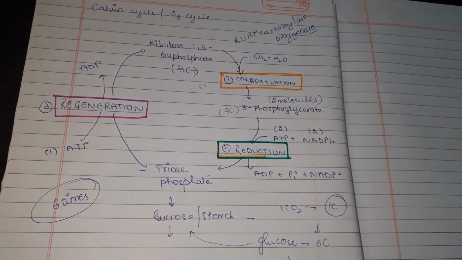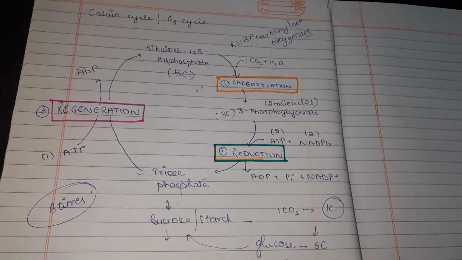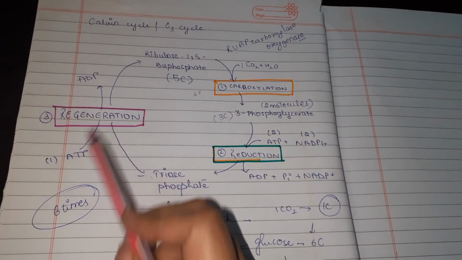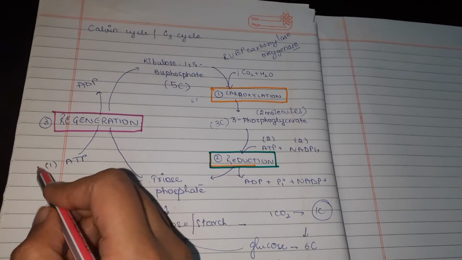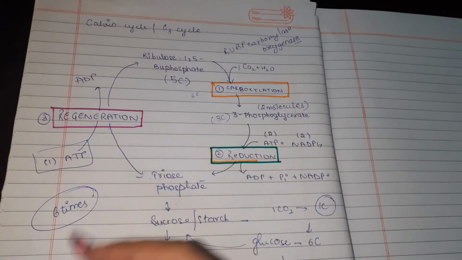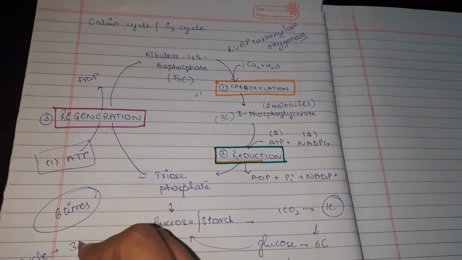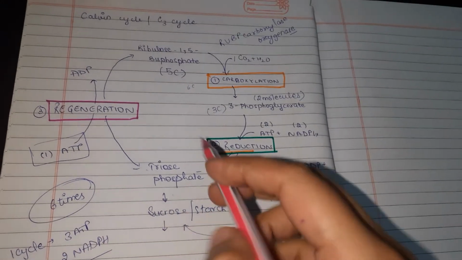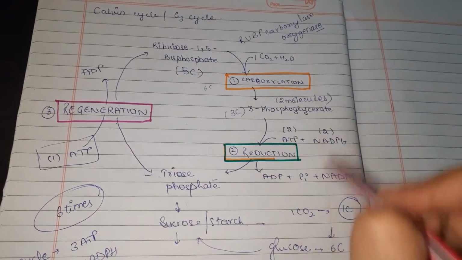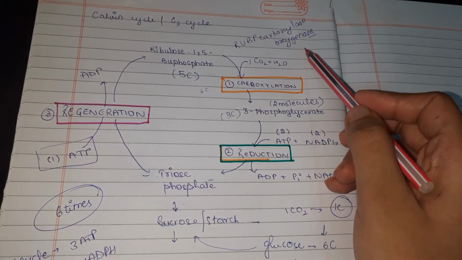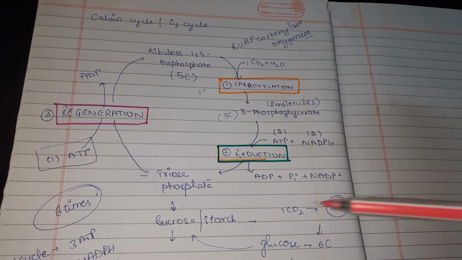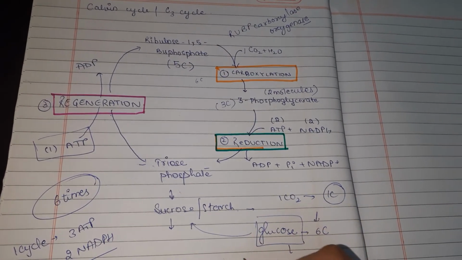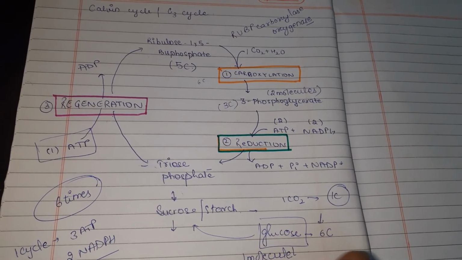to continue this cycle. So the most important step in the process is regeneration. This has to take place, which requires 1 ATP. Total 3 ATPs are required in one cycle, 3 ATPs and 2 molecules of NADPH, okay? Regeneration happens, it is formed again, now the cycle will continue. Again it will combine with CO2, form this compound, then this will form this, and this will go on.